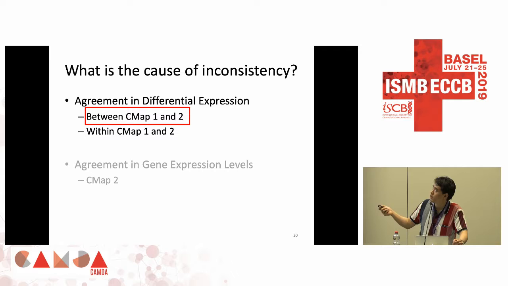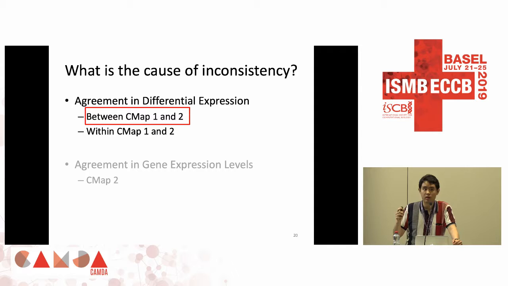Now, I want to direct your attention to the first one in particular. The hypothesis is that if there is very poor agreement in the differential expression profile between the CMAPs, then it wouldn't be surprising if the earlier results, where we see that CMAP 2 has difficulty recommending the right compounds using CMAP 1 signatures.